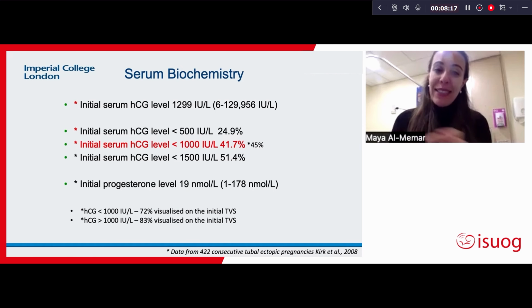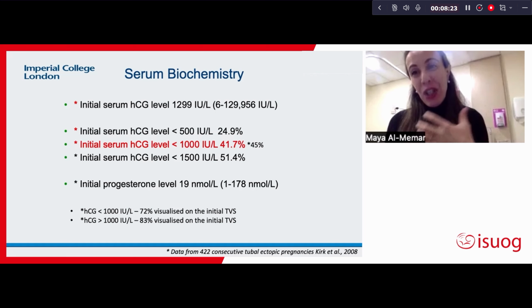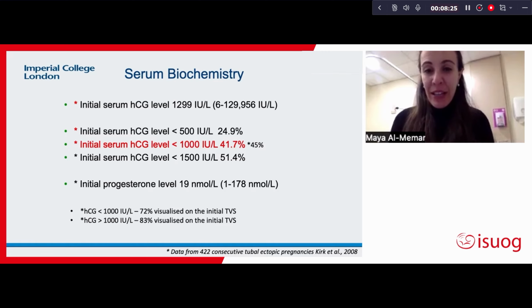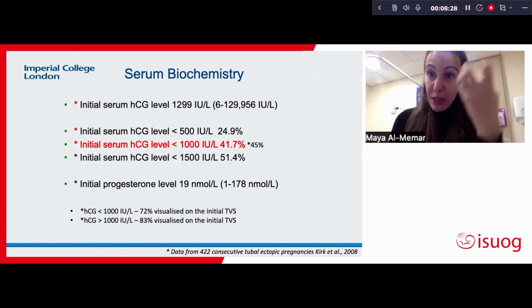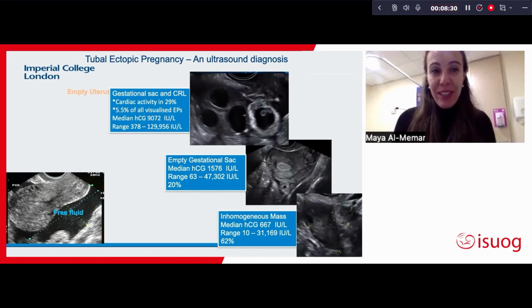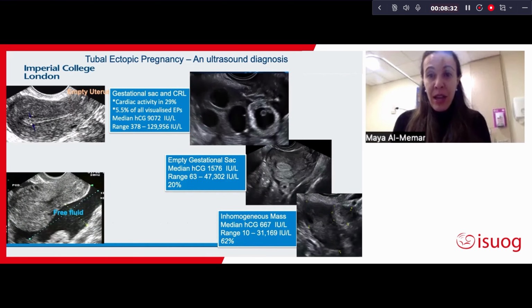Interestingly, the lower the HCG, the less likely you are to see it at that first initial ultrasound scan, and the higher the HCG, the more likely you are to diagnose it at that initial ultrasound scan, which makes logical sense given the data that we've previously described. What about the ultrasound-based diagnosis of tubal ectopics?